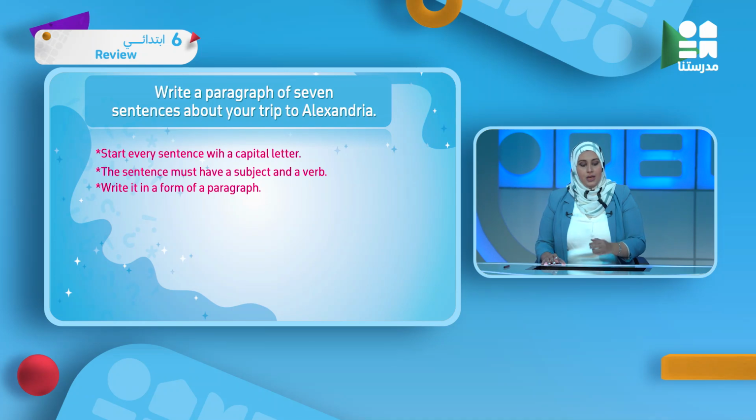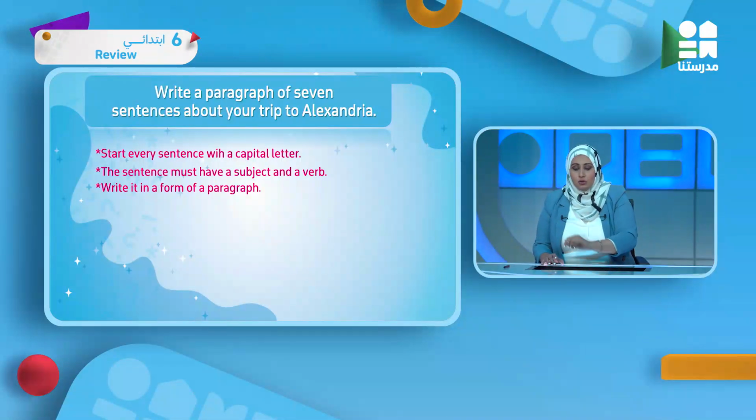تالت حاجة the third thing write it in a form of a paragraph. في دايما غلط بنقع فيه ان احنا بنكتب السنتنسز تحت بعض كده. I don't want sentences under each other. لازم نكتب in a form of paragraph. يعني ايه paragraph؟ يعني ورا بعض. اوكي؟ لو في لسه عندي مساحة في السطر I have to continue.